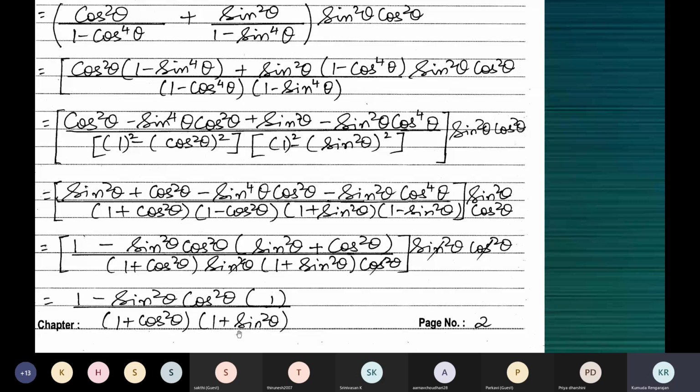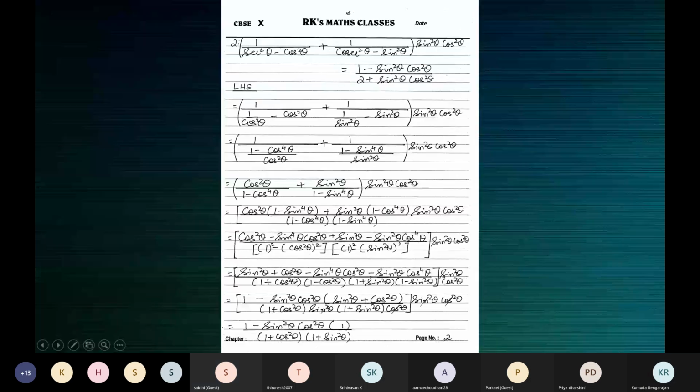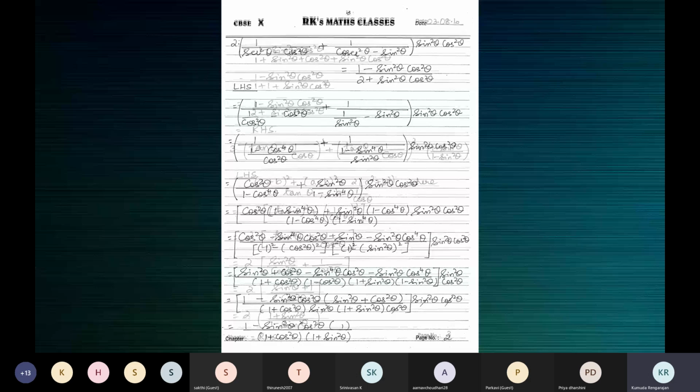Then we have to do something with the denominator. What should you do? What is possible? Ma'am, we can multiply 1 plus cos square theta into 1 plus sin square theta. Yes, we have to multiply. There's no choice. So we'll have to multiply 1 plus cos square theta and 1 plus sin square theta. That's what you have to do in the next step.